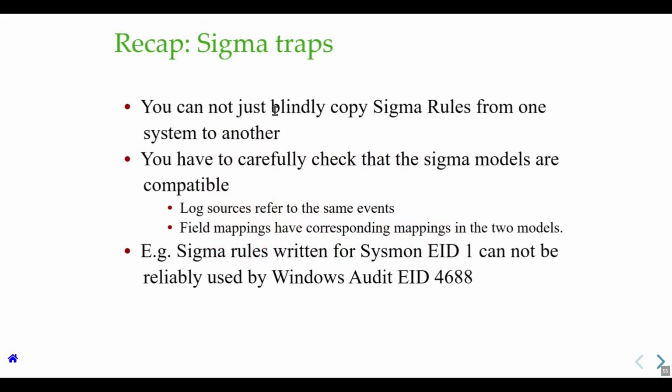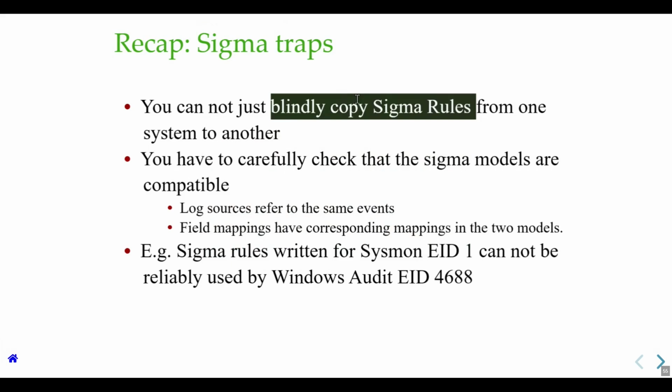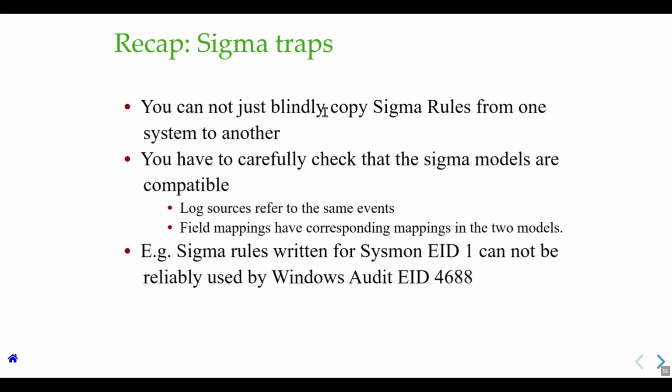So you can't really just blindly copy a Sigma rule from one system to another, because without understanding intimately what kind of events are available, what fields are available, what field mappings exist, and so on, it's not a very portable system. You can't go from Elastic Sensor to Splunk without having a proper idea of how comparable these two systems are.